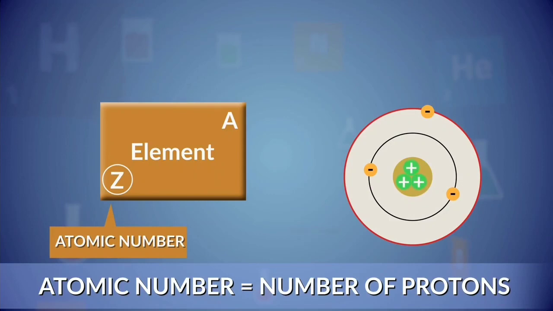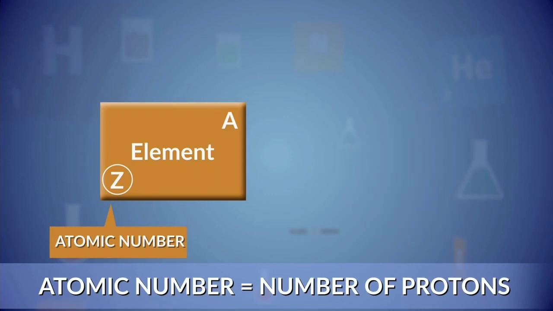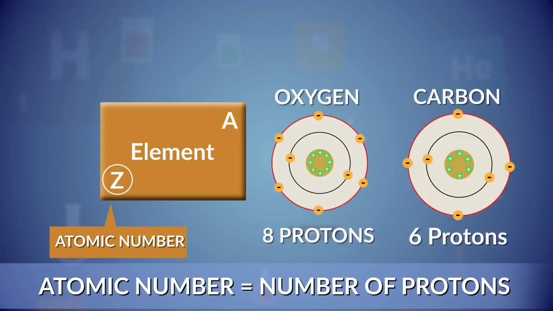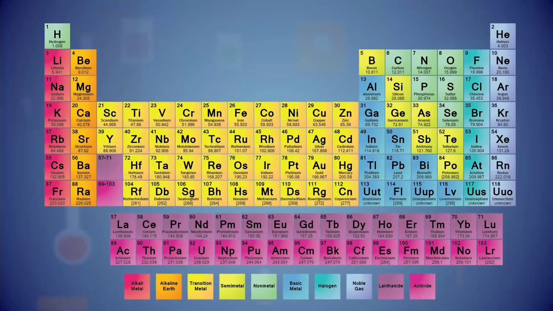Now this is what describes the atom. That's what makes oxygen, which has 8 protons, different from carbon, which has 6 protons. Now this arrangement of elements in the periodic table gave us a sort of geometrical tool that we could explore and understand better about these elements and their properties.